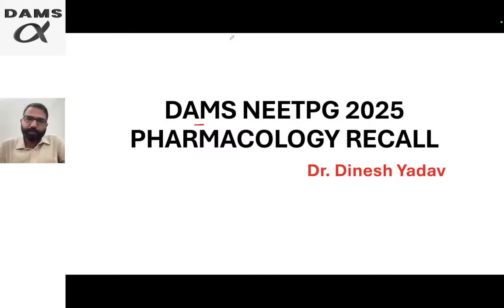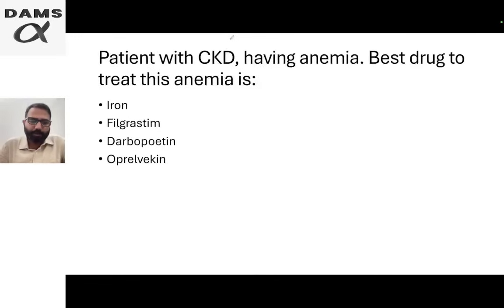So let's start with question number 1. A patient with CKD having anemia, the best drug to treat this anemia. I think this was one of the simplest questions. There is no confusion in this question. In these cases we cannot use iron. This anemia is in CKD, so our purpose is to give recombinant erythropoietin.